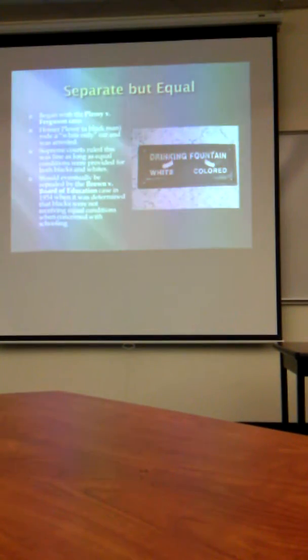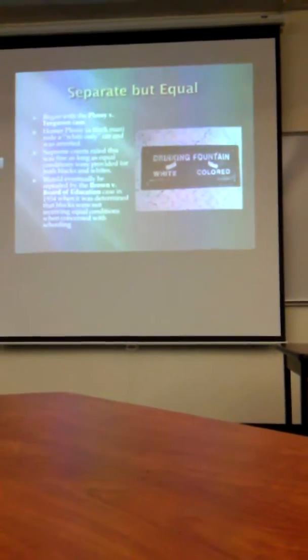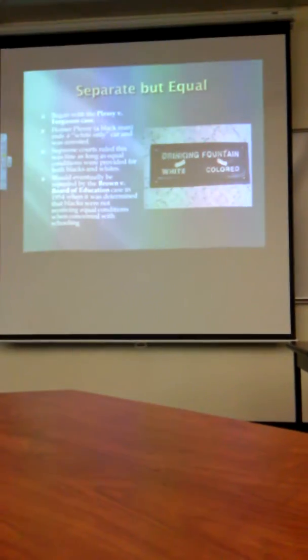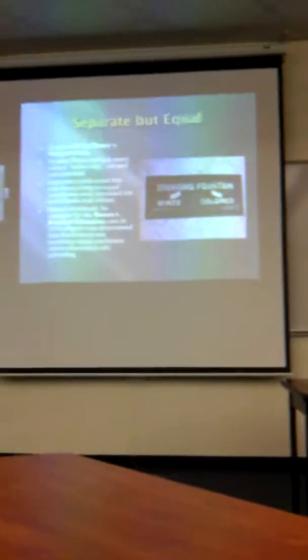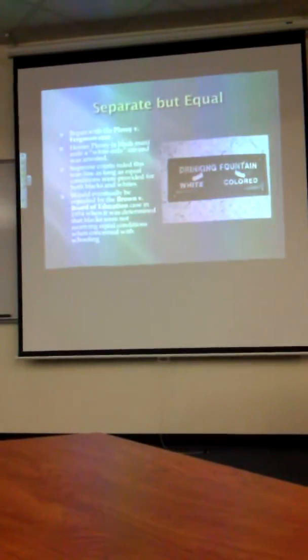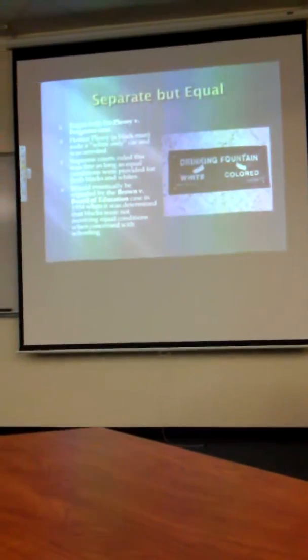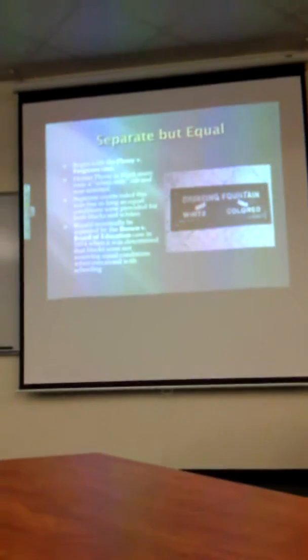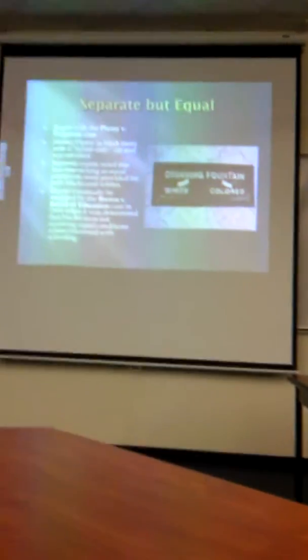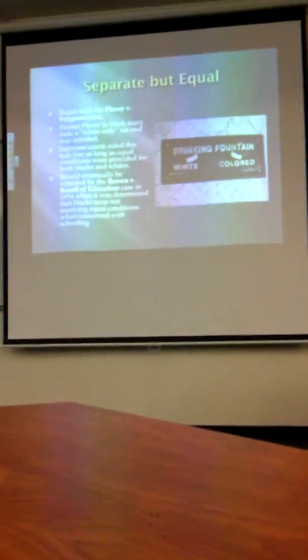All right. So here we're going to talk a little bit about separate but equal. We see Plessy versus Ferguson. Homer Plessy was a black man who rode in a white-only train car and essentially started a Supreme Court case that would challenge the separate but equal doctrine. This case would eventually be shot down, but later would be revoked by Brown versus the Board of Education.